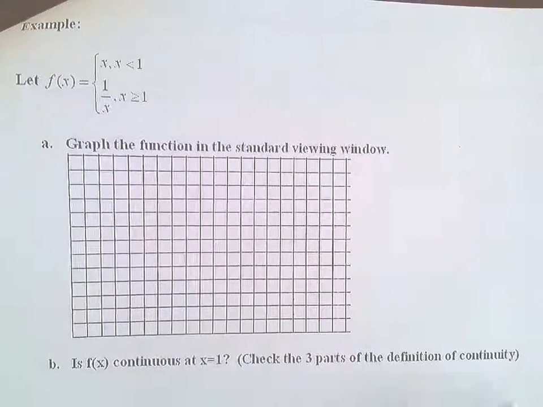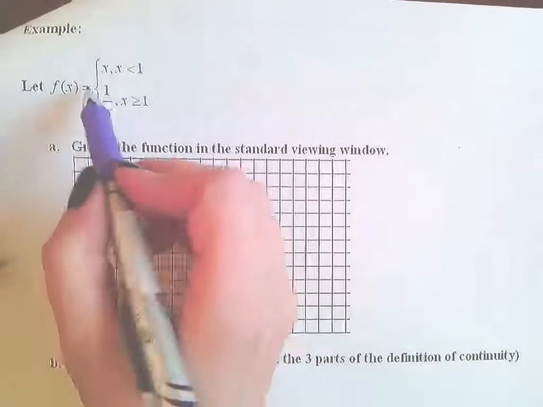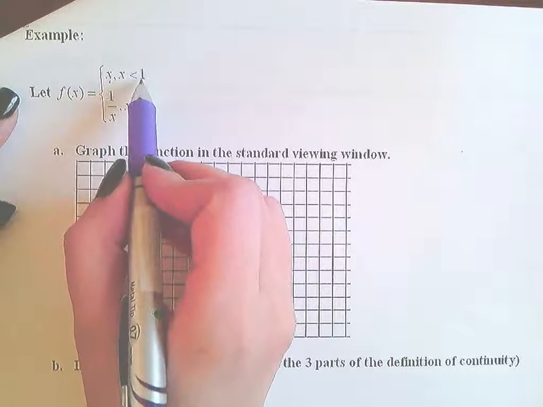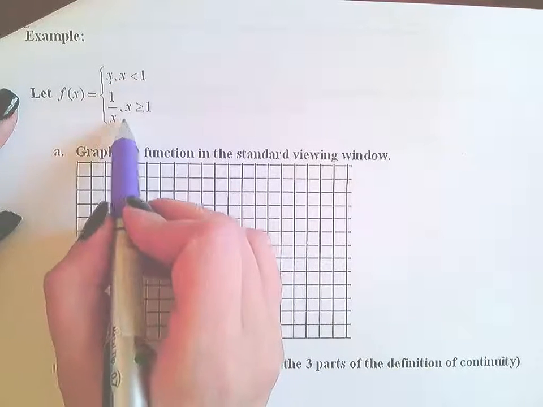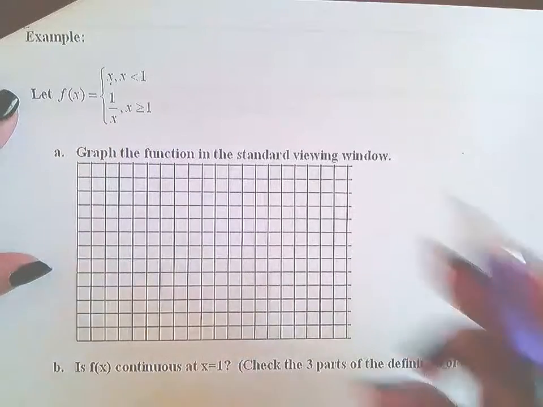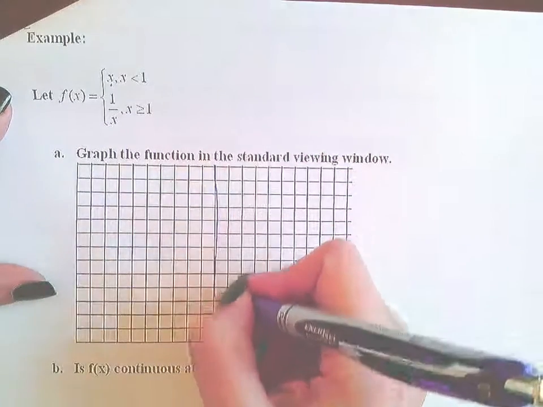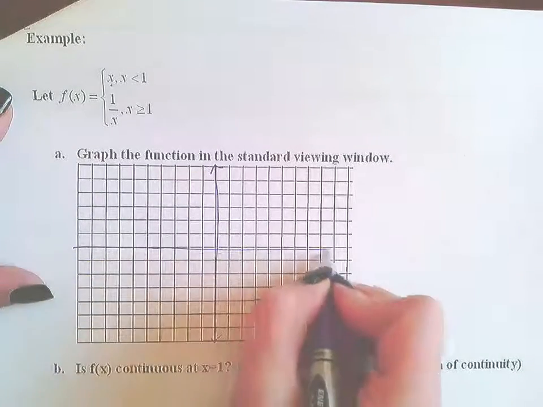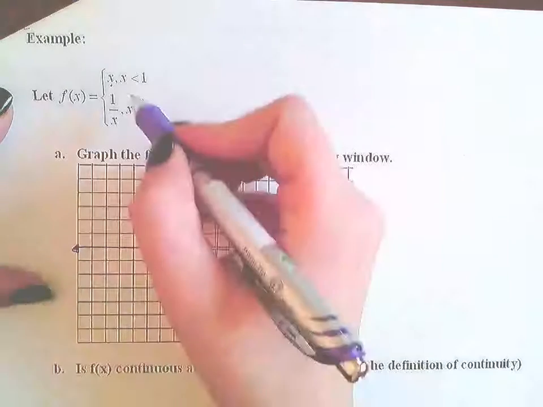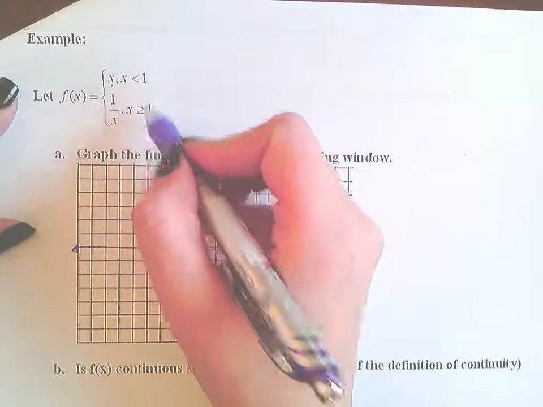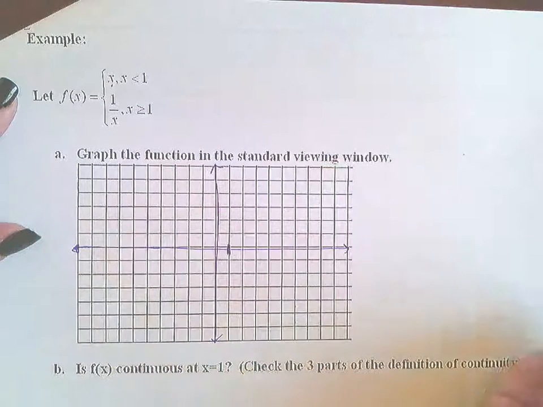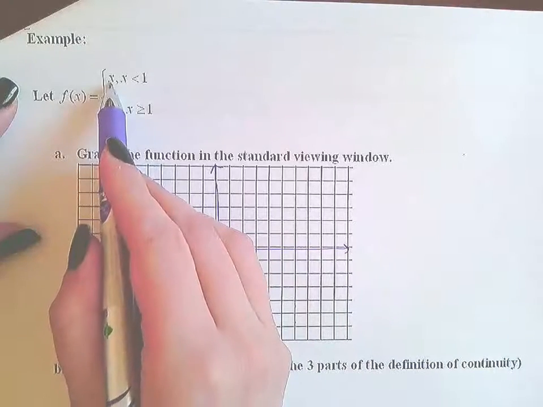So let's look at an example. First off, we're going to graph this function. We have two functions here. You have y equals x, where x is less than 1, and then 1 over x, where x is greater than 1. So first I'm going to draw my x and y. And basically the point of discontinuity is going to be at 1. So at this point right here, my graph is going to change. So y equals x.